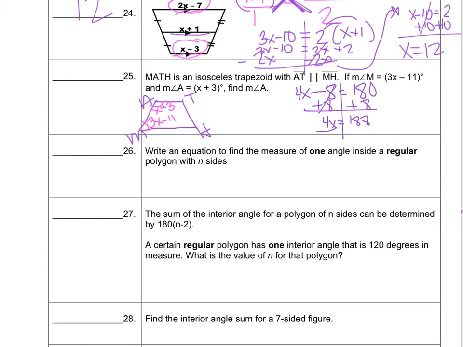Okay, when you divide by 4 on both sides, if you do 188 divided by 4, type that in your calculator, and you're going to get 47. So x equals 47, but that's not your answer. What is it looking for? It's looking for the measure of A, so go back to A and plug it in. So you really have 47 plus 3, which is 50.